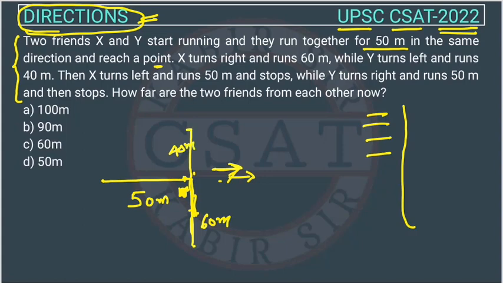Then X turns left. Now X is facing this side, so his left will be this side. So he takes a left turn and runs again 50 meter and stops here. While Y turns right, Y is facing this side. Now Y is turning right, so the right of Y will be this side and he runs 50 meter. He is also running 50 meter, and then stops here.